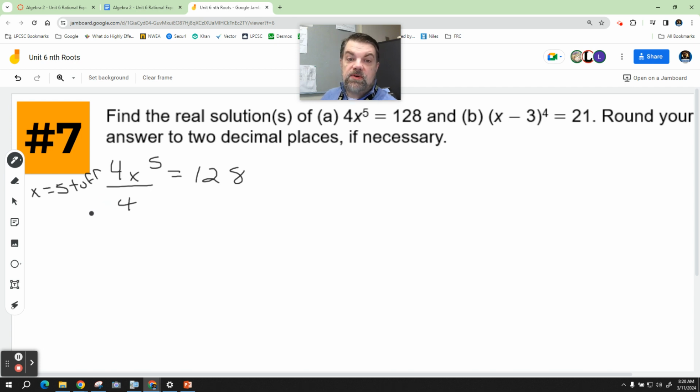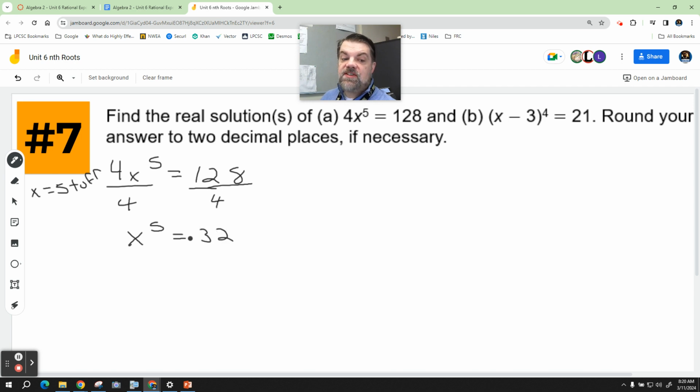Normally we would do exponents first and then multiply, but we're undoing what's being done, so we're going to get rid of the multiplication. 4x is 4 times x, so we're going to get rid of that first by doing the opposite, which is divide by 4. Kind of. It doesn't always go that way, but most of the time it does. So 4 divided by 4 is just 1, so I get x to the fifth. Now what is 128 divided by 4? 32.